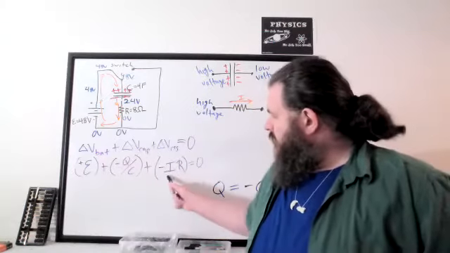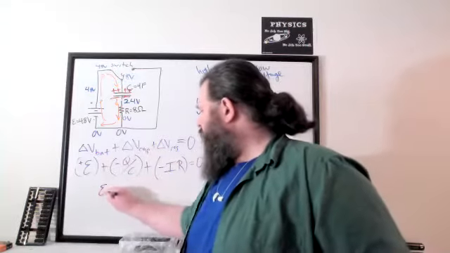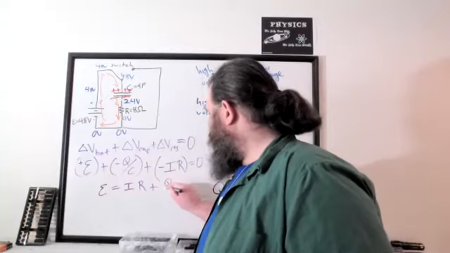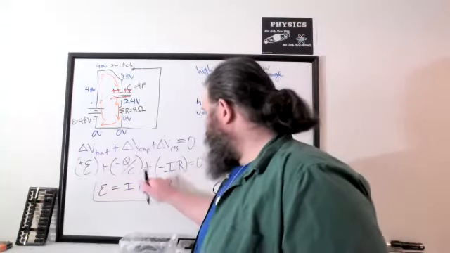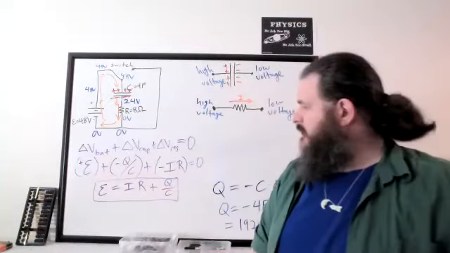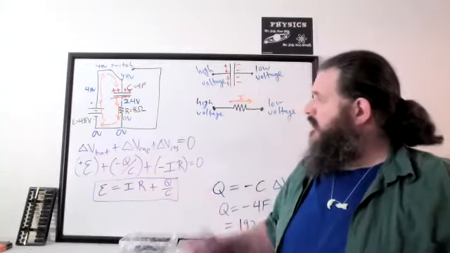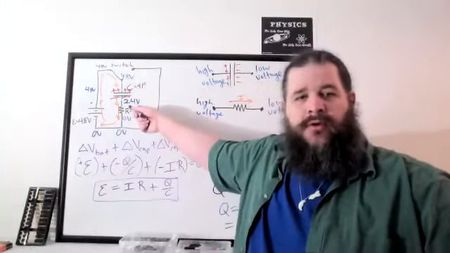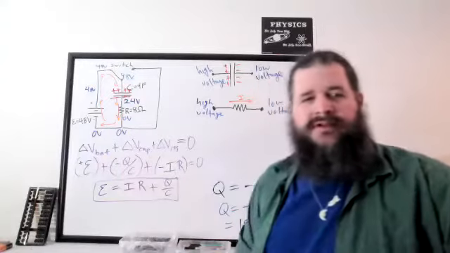If we add these terms to both sides, though, add Q over C to both sides, add IR to both sides, we get epsilon equals IR plus Q over C. And I think this modified form of the loop rule can often be more useful for interpreting what's going on. Because you could think of this as the voltage of the battery being split up amongst the resistor and the capacitor. Just like what we were saying earlier, the capacitor gets some share of the 48 volts, the resistor gets the rest of the 48 volts. They have to split up the available voltage.